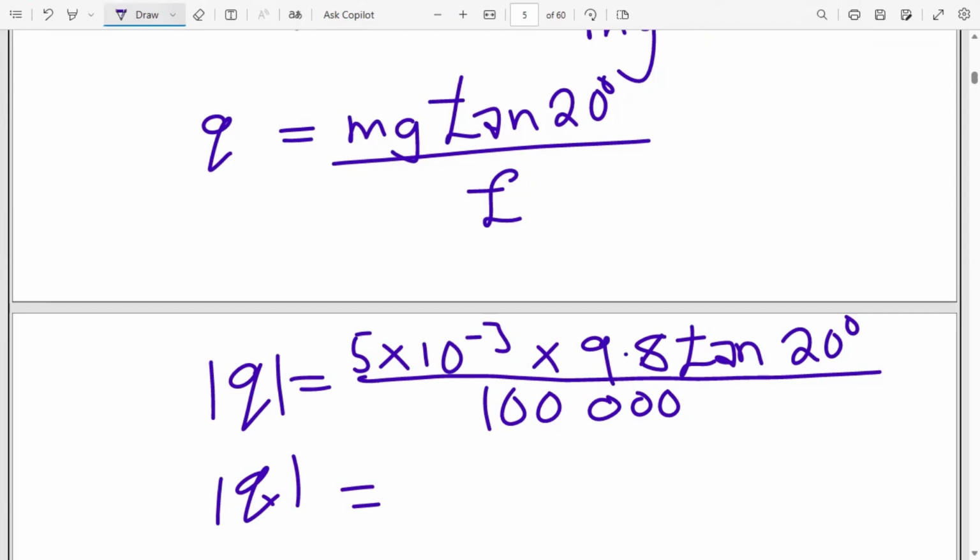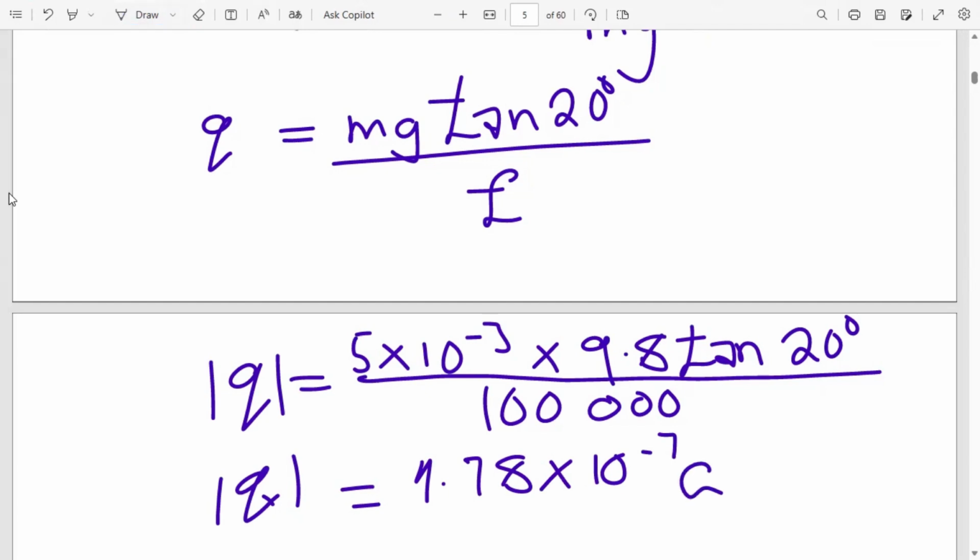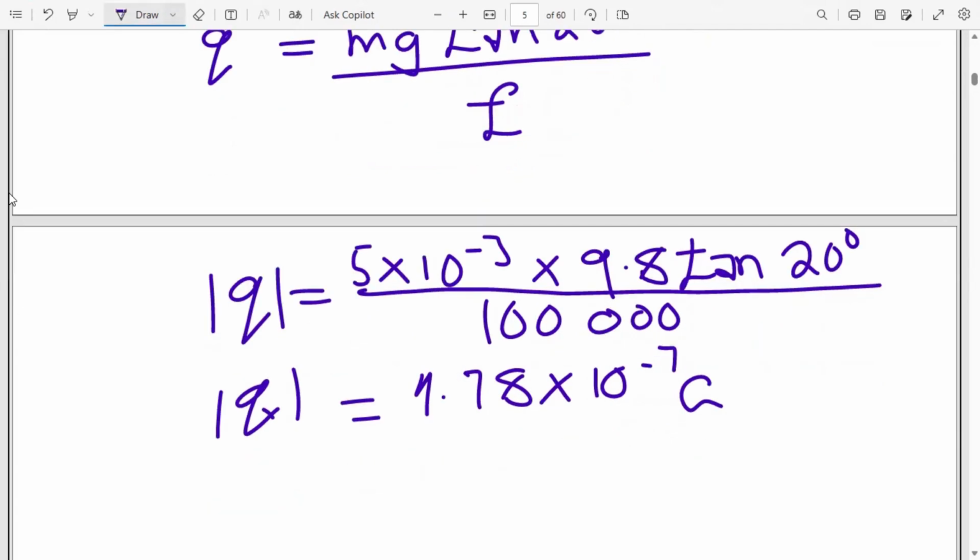Okay, so I'm getting 1.78 times 10 to the power minus 7 coulombs. So ladies and gentlemen, the charge on this particular ball is equal to 1.78 times 10 to the power minus 7 coulombs. And that is all on question 2.